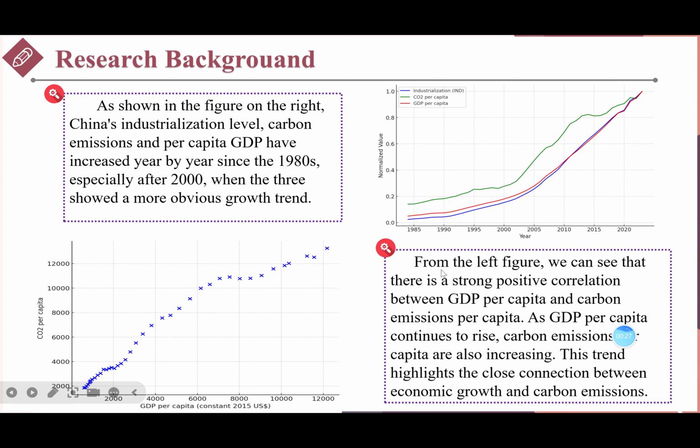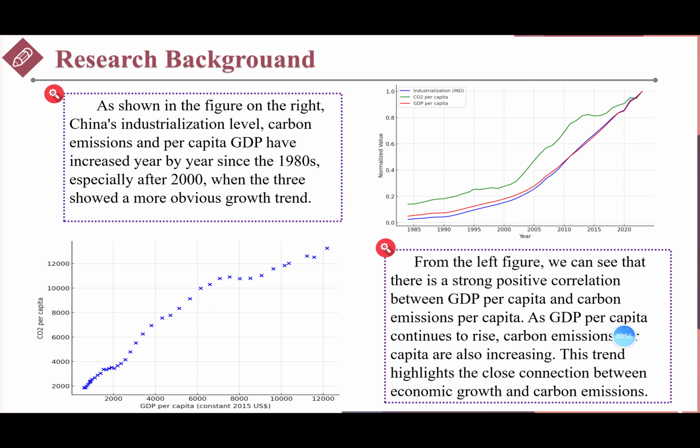First, I want to introduce my research background. As shown in the figure on the right, China's industrialization level, carbon emissions, and per capita GDP have increased year by year since the 1980s, especially after 2000, when the three showed a more obvious growth trend.